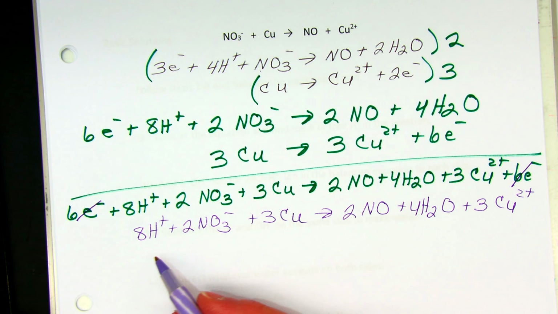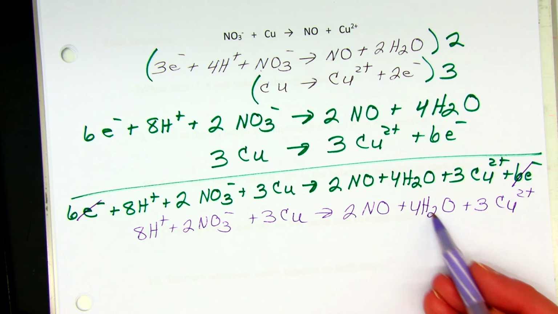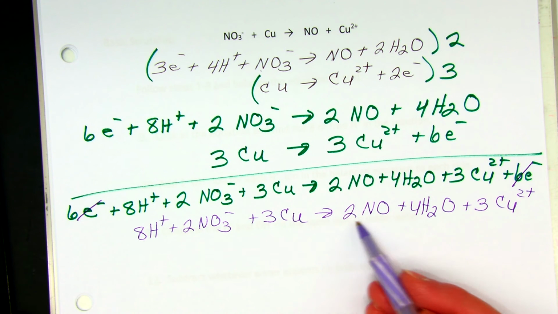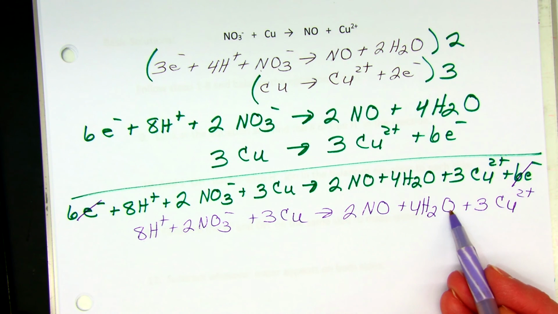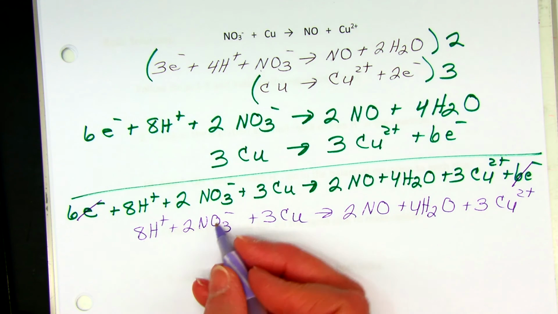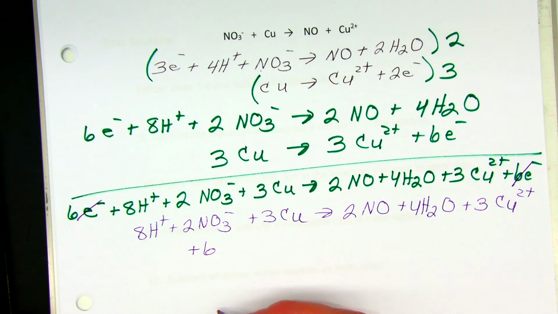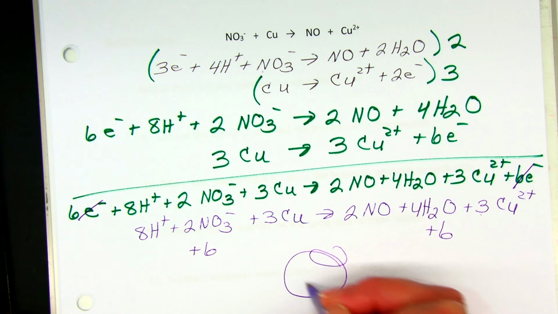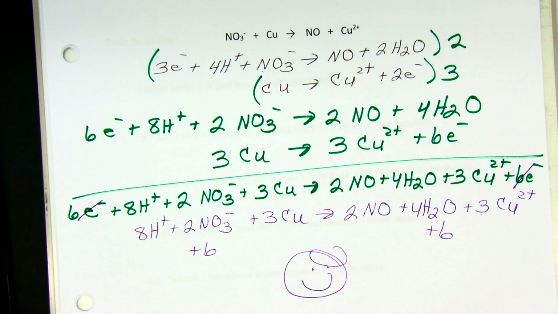So now we go through and check. 8 hydrogens, 4 times 2 is 8. 2 nitrogens, 2 nitrogens. 2 times 3 is 6 oxygens. 2 plus 4 is 6 oxygens. 3 copper, 3 copper. Now we have a +8 and a -2, so we have a +6 here. 3 times a +2 is a +6. I made it through once again and didn't mess up. I don't always do that.